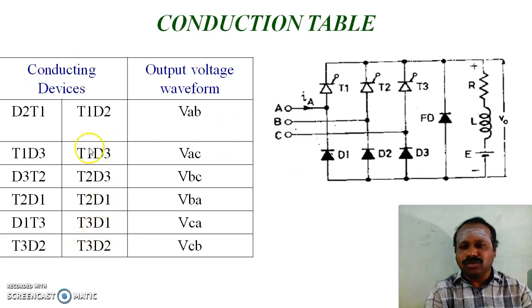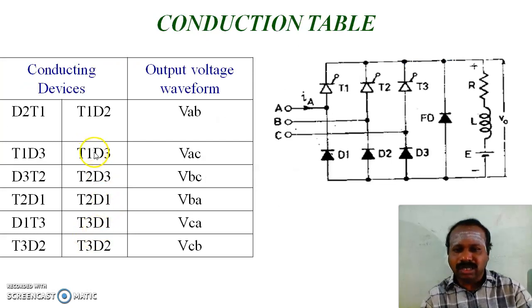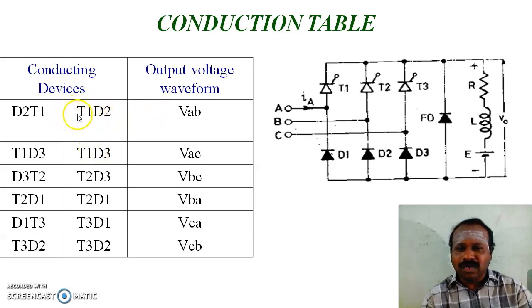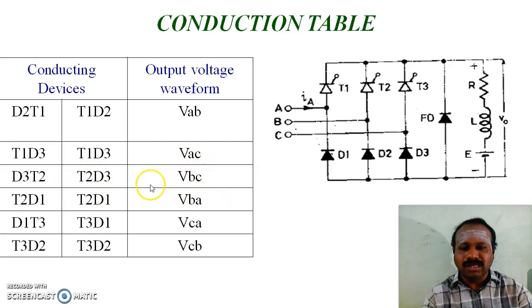Conduction table. So this shows the conduction table for the conducting pairs, and for D1, D2, the voltage waveform is VAB. For T1, D3, the output voltage is VAC. See here, first we wrote the positive group of devices. Similarly, this T2 is the positive group of devices, and the voltages are VBC and VBA.